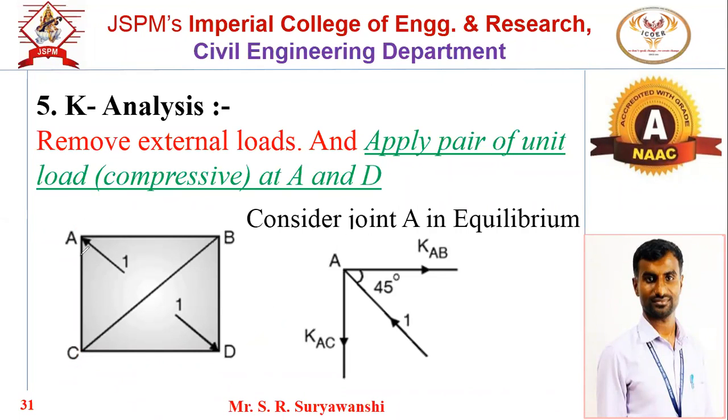Now again we have four joints. Joint A is there, joint B is there, joint D is there, joint C is there. Tell me, which joint do we have to consider first for the analysis? Which joints, either A, B, C, D, can we consider using the joint method, and which joints can we not consider initially?